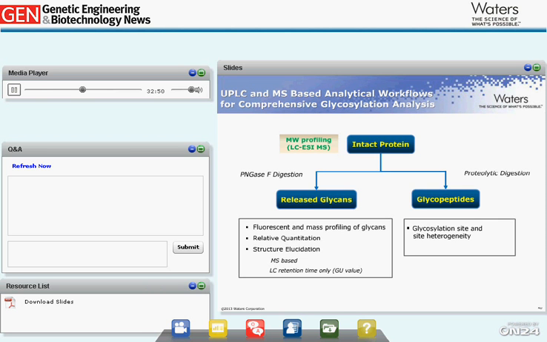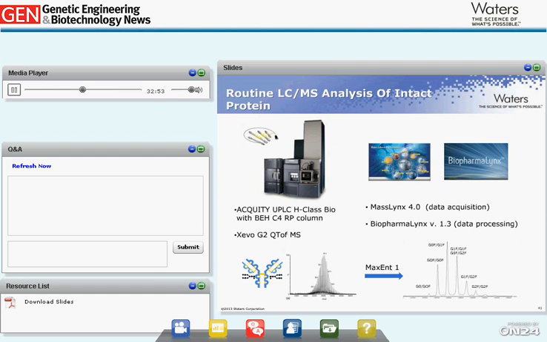And here is routine LC-MS analysis of intact protein, which is typically done using an ACQUITY UPLC H-Class with a UV detector and a Xevo G2-S QTOF mass spec. The column chemistry is a BEH C4 reverse phase column. MassLynx software is used for data acquisition, and BiopharmaLynx version 1.3 is used for post-run data processing using the MaxEnt1 deconvolution algorithm, which converts multiple charged ions to charge zero neutral mass.